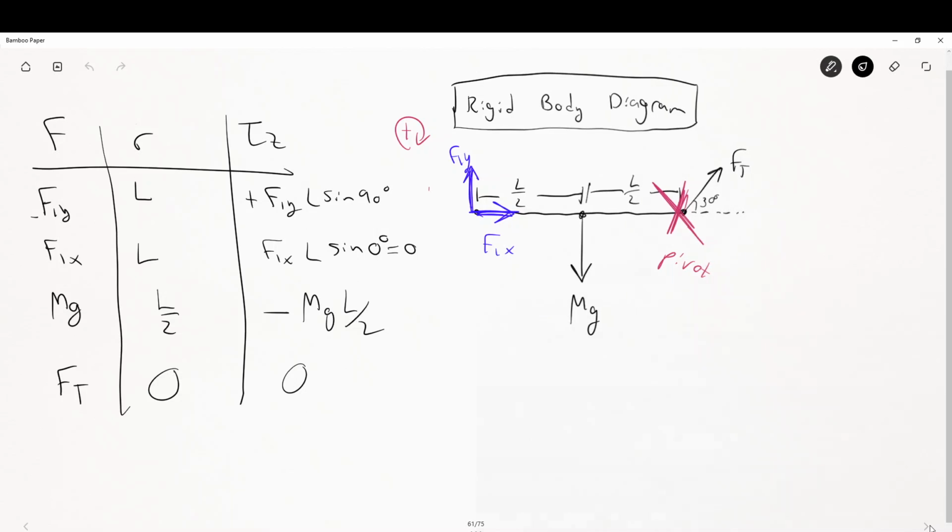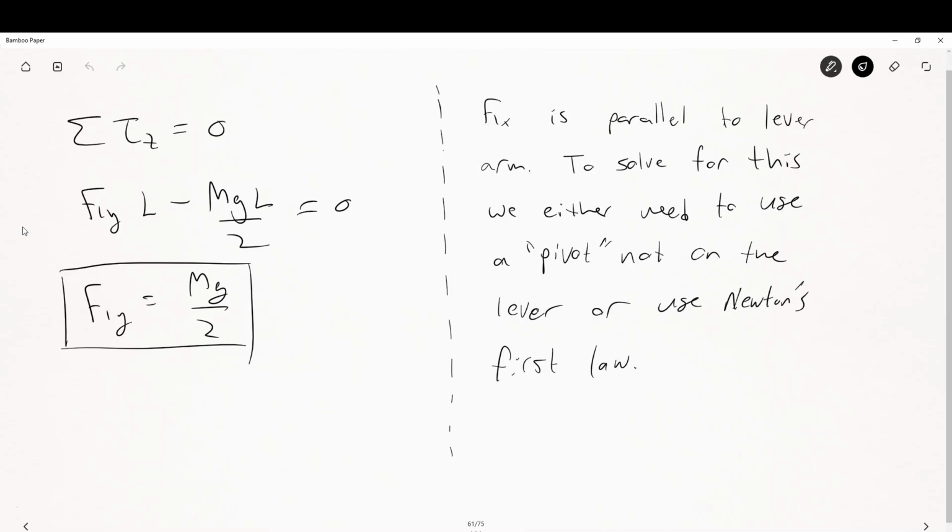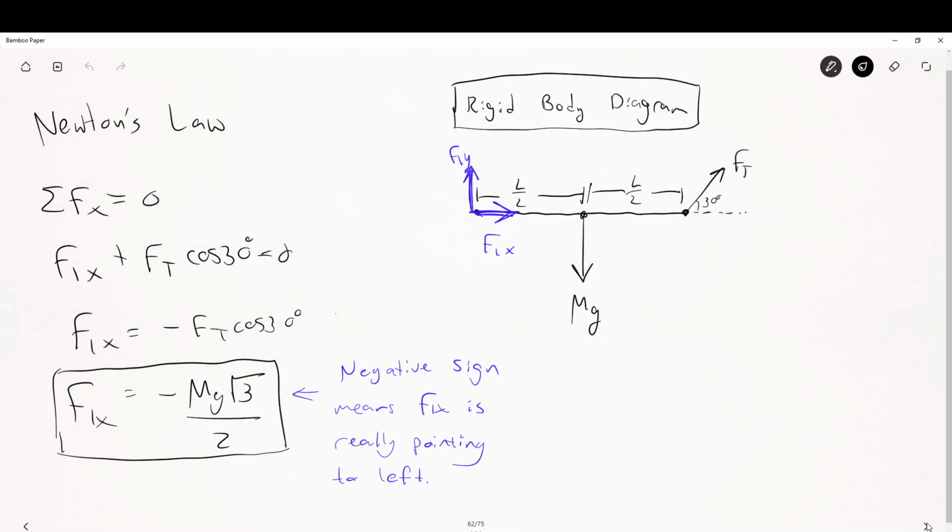So when I balance these equations, I can solve for F1y. If F1y times L minus mg L over 2 is equal to 0, then F1y must be half the weight. Now, again, F1x is parallel to the lever arm, so to solve for this, we either need to use a pivot not on the lever or use Newton's first law. So using Newton's first law to do with the balancing of forces, I can say the forces in the x direction need to balance. So F1x plus Ft times cosine of 30 degrees equals 0. So I get the negative of Ft cosine 30 for F1x. And you can just plug stuff in, and now we have the value of F1x.